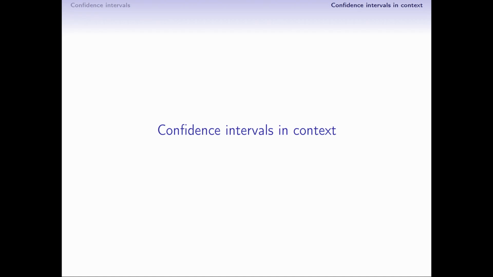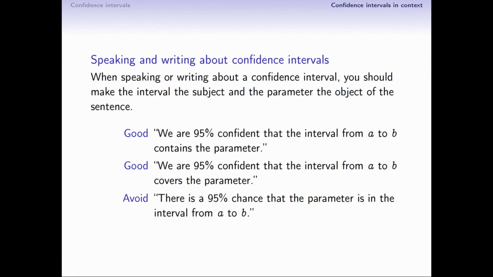I want to close section 3.2 just by talking to you a little bit about confidence intervals in context. When speaking or writing about a confidence interval, you should make the interval the subject and the parameter the object of the sentence. In other words, you should think of the interval as the thing that's acting in the sentence and the parameter the thing that is receiving the action. I think if you begin to articulate your results this way, it will help you understand the process better. So this is all about understanding the underlying process.